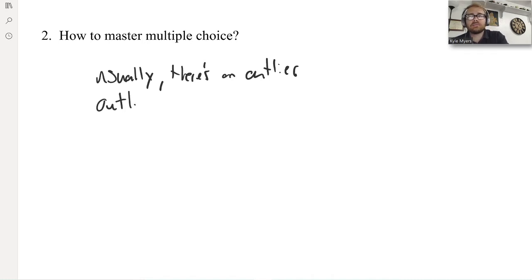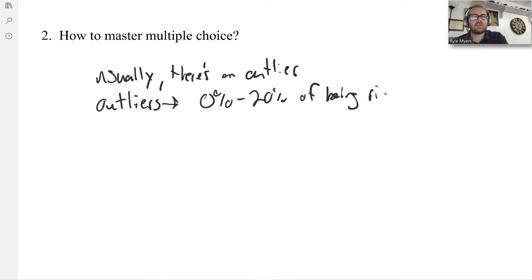By my definition, this is how I would define an outlier: it's something that has between a 0% to 20% chance of being right. If it's an outlier, that means it's also different from the others. But if it's different enough from the others, then it most likely has either a 0%, 20%, or somewhere in between percent chance of being right.